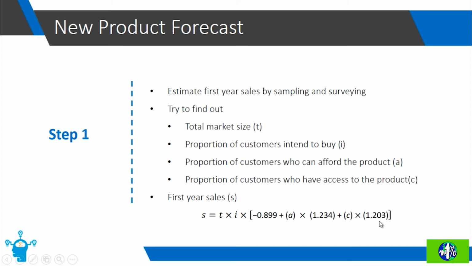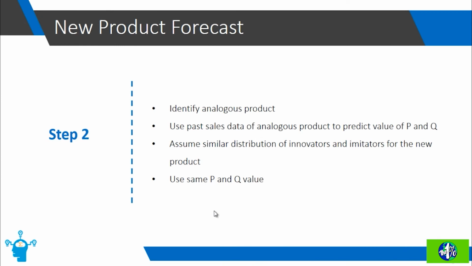By putting the values of T, I, A and C which you estimated from your survey, you can get the estimated value of first year sales. The next step is to identify an analogous product.